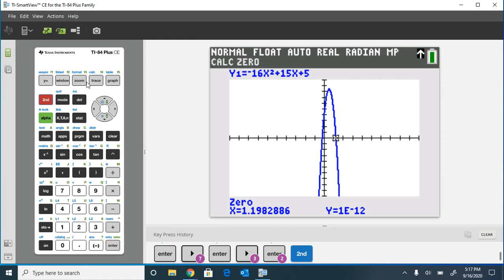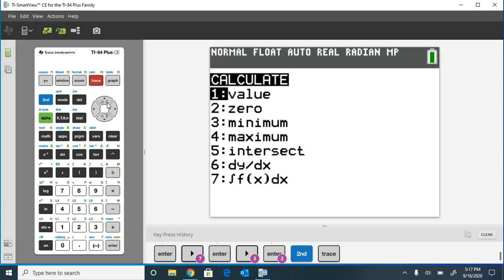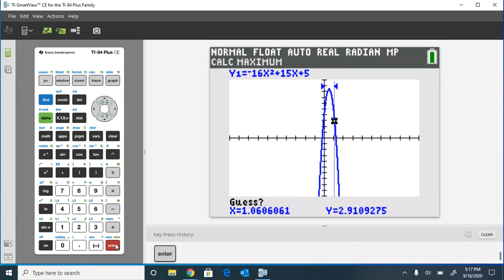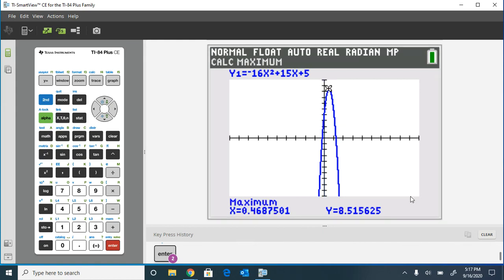Whenever you are looking at these and taking your test, you can click second trace and also calculate your maximum or minimum. You do have to recognize which one it is. So we can calculate the maximum of this one real fast. And then just click enter again for your guess. And there would be our maximum point for this graph.